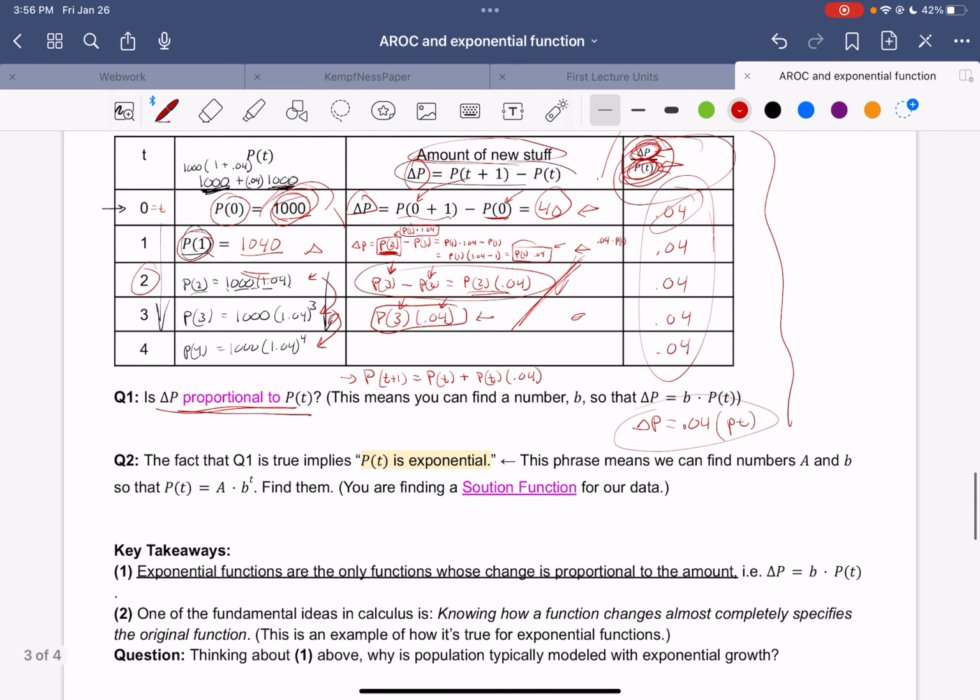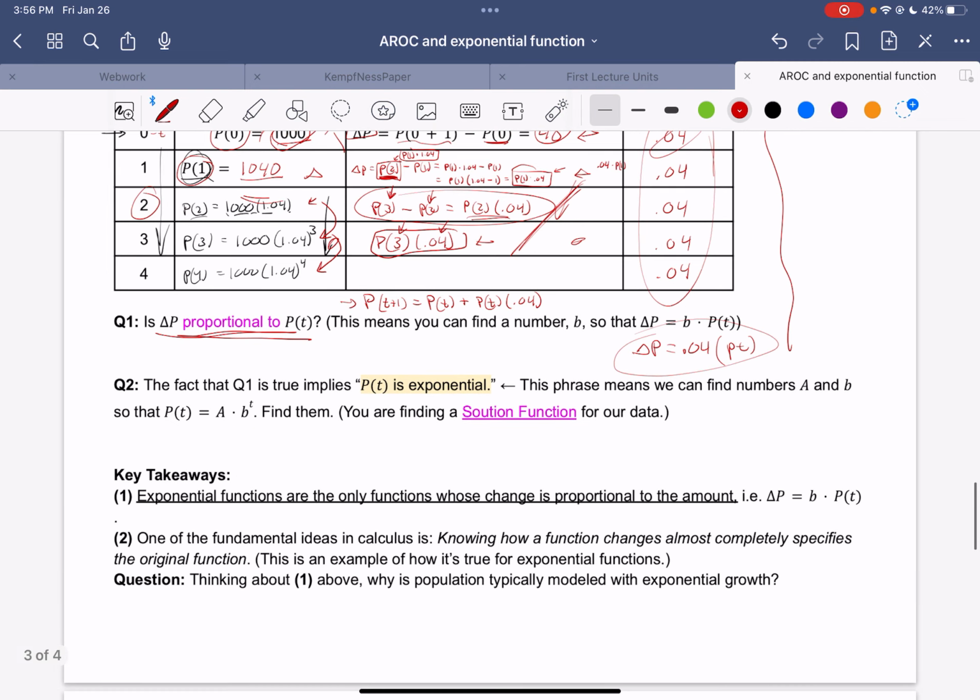Okay, all right, so this fact, the fact that the new stuff is proportional to the existing stuff, is what it means to be exponentially growing or decaying, okay? If you're gaining new stuff, it's growth. If you're losing new stuff, it's decay. All right, so that's what it means to be an exponential growth.